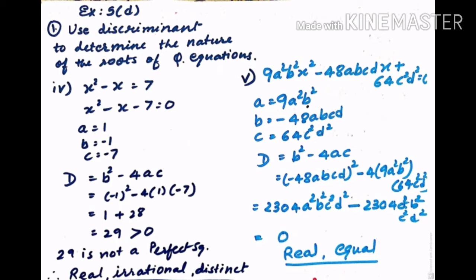Placing the values, minus 48 square is 2304 a square b square c square d square, minus 2304 a square b square c square d square. So that value I get is 0.